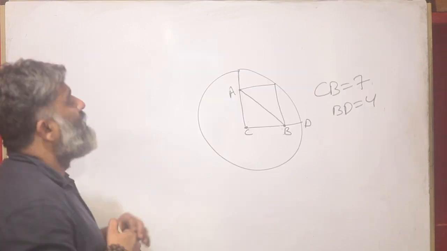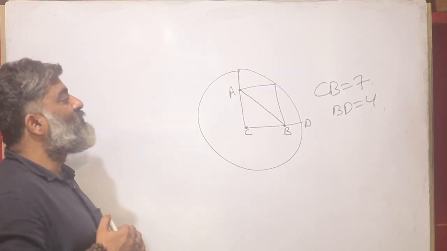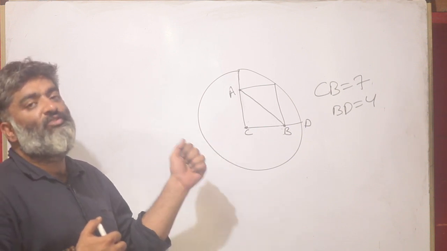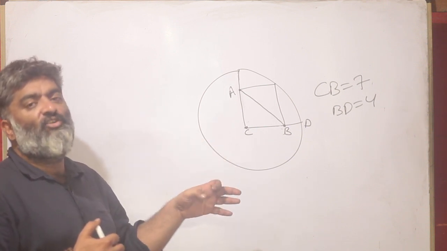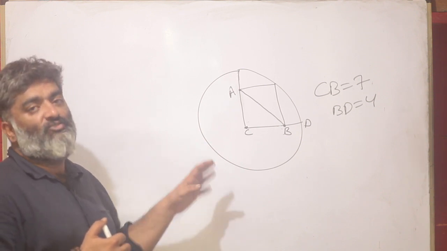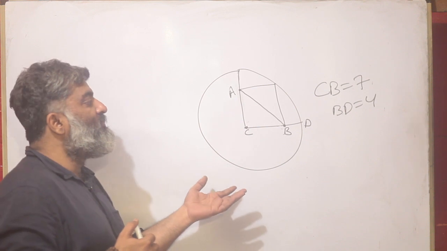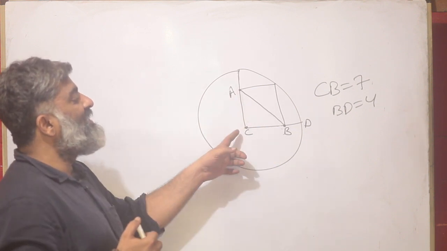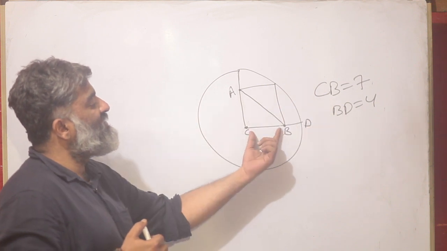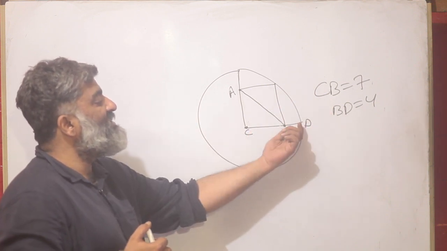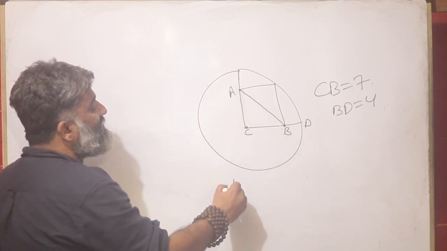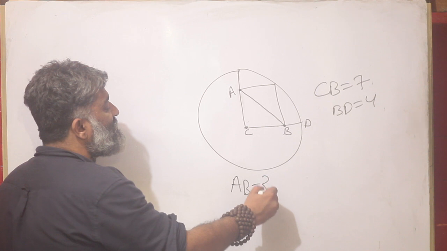One last circles question to wrap up this session, and this question has nothing to do with the theory that we just looked at, intersecting chords or angles or anything. In fact, you will not need any big ideas to solve this problem. Let me state the problem first. There is a circle given, C is the center. It is given that CB is equal to 7, so this segment is 7, and BD is equal to 4. And the question is, what is the length of the rectangle's diagonal AB? So this is your question.